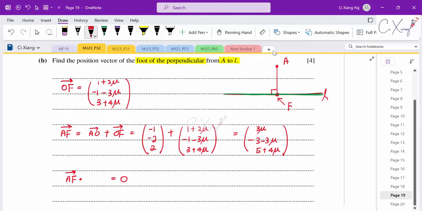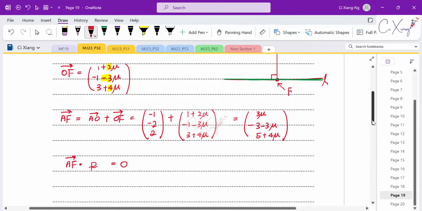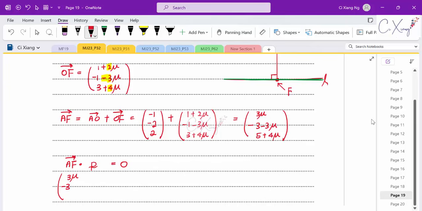So I'm taking the vector AF dot product with this horizontal line. For the line, I have to use the direction. So what's the direction for this line L? The direction is 2, -3, and also 4. I will mention it as P, which is the direction for the line L. And from here we know that AF is 3 mu, then -3 minus 3 mu, then 5 plus 4 mu, and dot product with the direction 2, -3, and also 4. Eventually, I'll get it equals to 0 because they are perpendicular to each other.